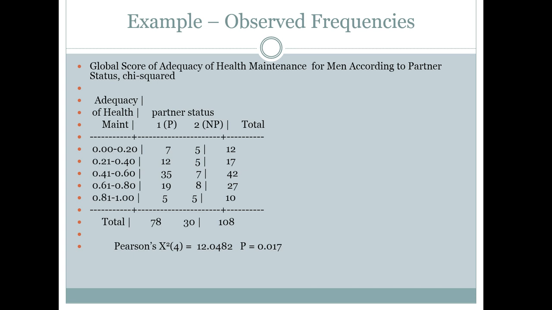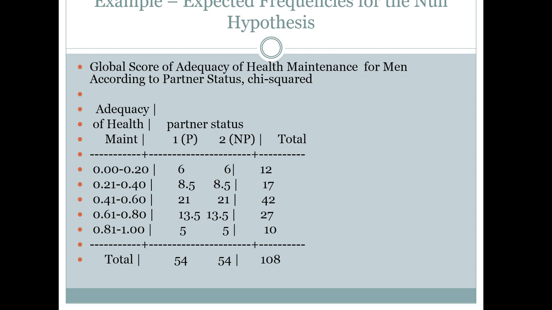In this case, our p-value is 0.017, so this is definitely lower than the 0.05 significance level, so we're going to reject the null hypothesis. If we get a p-value higher than the 0.05 significance level, then we are going to accept the null hypothesis.